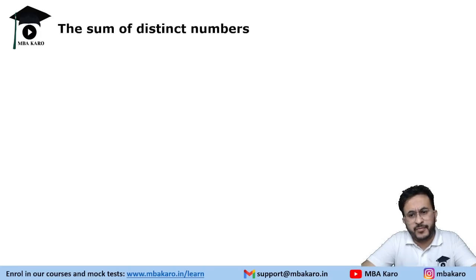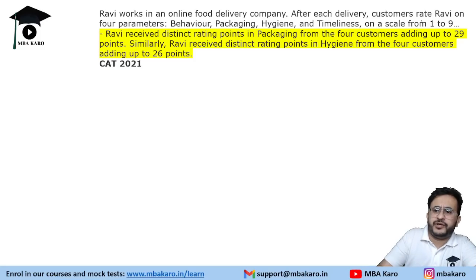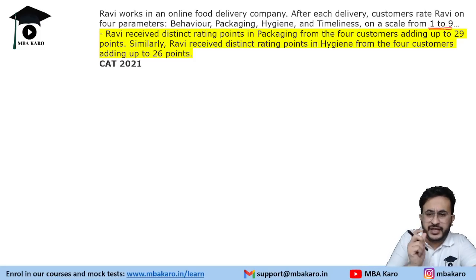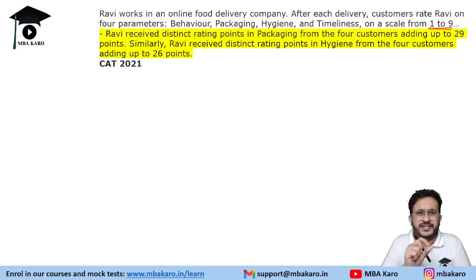Next is sum of distinct numbers. You should know how to add different numbers to get a particular sum. If you look at this question, which was from CAT 2021, it said that you have to give a rating from 1 to 9. Here I would like to tell you something. It sometimes becomes ambiguous in DILR when we say 1 to 9, because sometimes it says between 1 and 9. Ideally, between means that 1 and 9 should not be included.